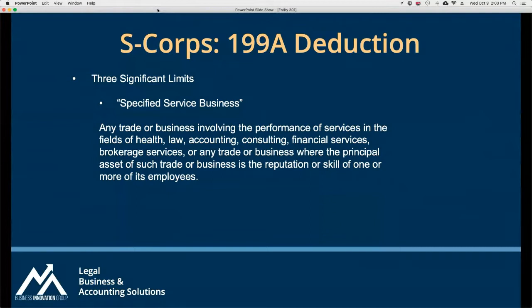So in that definition, you can see law is in there. So I'm a specified service business, and then brokerage services are in there, right? And so real estate brokers, this is going to apply to you. And then any other trade or business where the principal asset is the reputation or skill of the employee, that's also going to apply. So even if you escape health, law, accounting, consulting, right? You're not in any of those types of businesses, you still can get clawed back in if your trade or business relies too much on your reputation or skill, right? So this is pretty broad. It's going to apply to a lot of people.